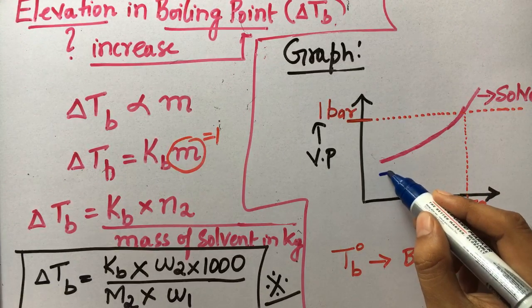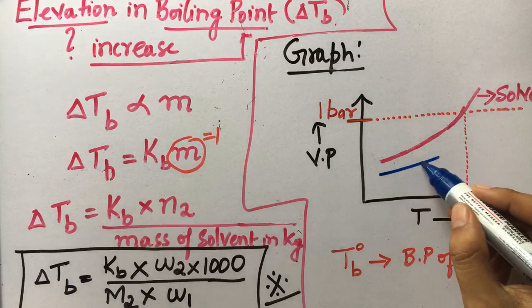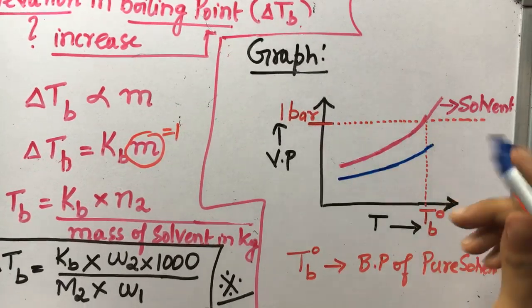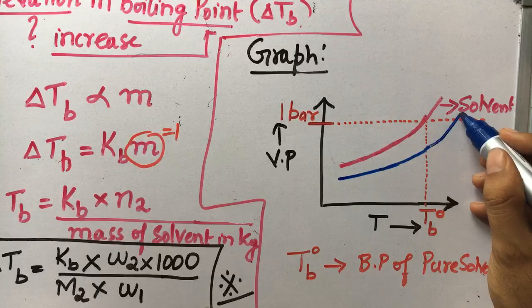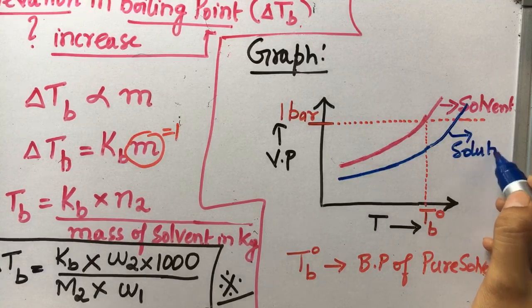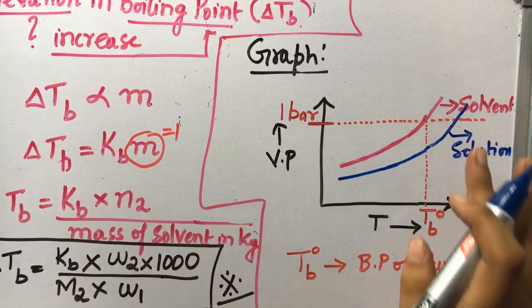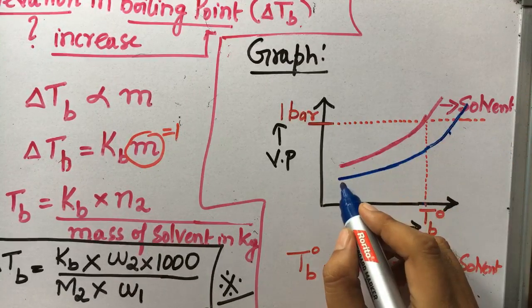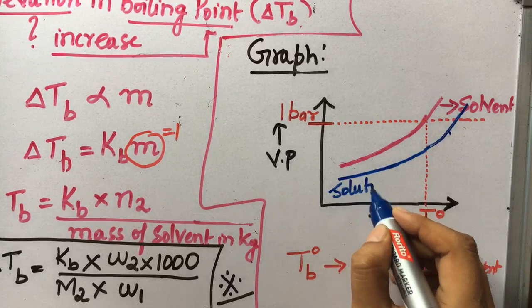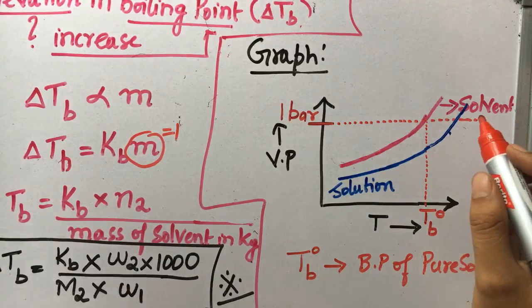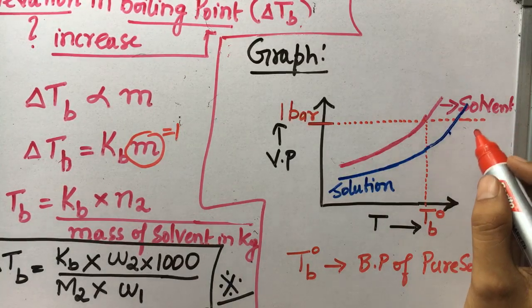So now, whatever I draw in the blue line, let me say that this is the variation of vapor pressure of the solution. This is for a solution. So let me write it here. This would be the vapor pressure curve for a solution. Now wherever the curve meets, here the vapor pressure of the solution would be equal to 1 bar.